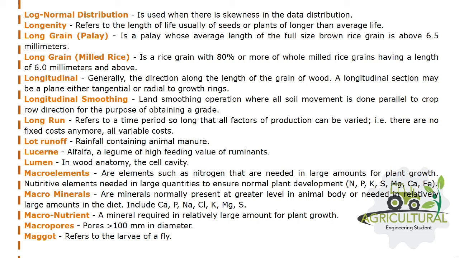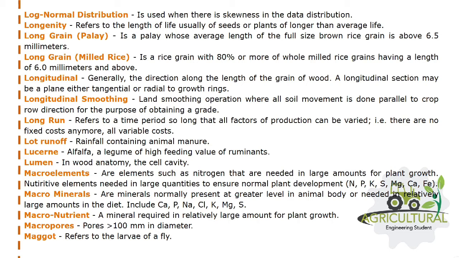Lumen, in wood anatomy, the cell cavity. Macroelements are elements such as nitrogen that are needed in large amounts for plant growth. Nutritive elements needed in large quantities to ensure normal plant development: nitrogen, phosphorus, potassium, sulfur, magnesium, calcium, iron. Macrominerals are minerals normally present at greater levels in the animal body or needed in relatively large amounts in the diet. Include calcium, phosphorus, sodium, chlorine, potassium, magnesium, sulfur.